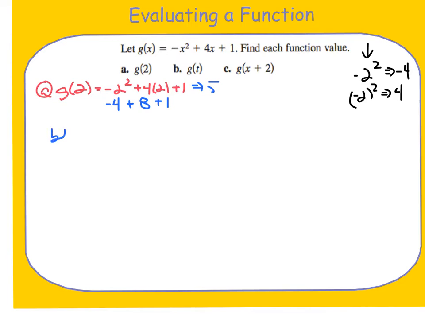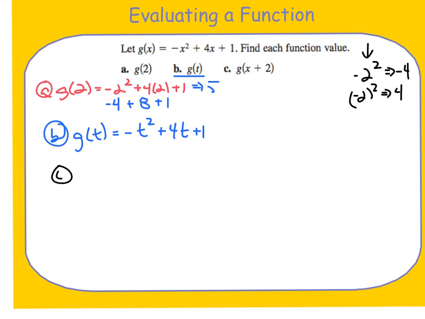All right, part B. Now I need to find g of t. So if I do g of t, all I do is substitute in t for what? X. So now I have negative t squared plus 4t plus 1. Now, t is not my favorite variable. However, it is used all the time. Okay, you're not going to get away from it because it usually represents a time value. Okay, or a fourth dimension in that case.